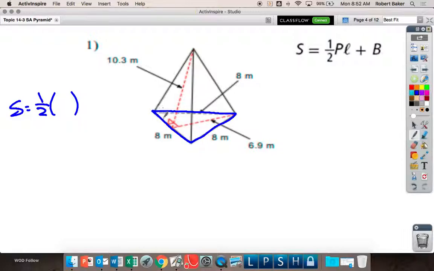8 plus 8 plus 8. Perimeter of the base. The distance around the base. So 8 plus 8 plus 8 is 24. Times the slanted height. So remember, your slanted height is the distance on the face. What's the slanted height here? 10.3.